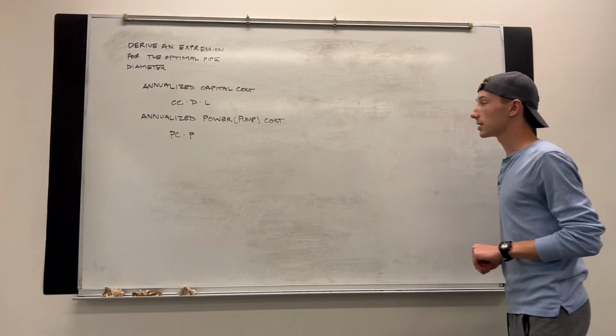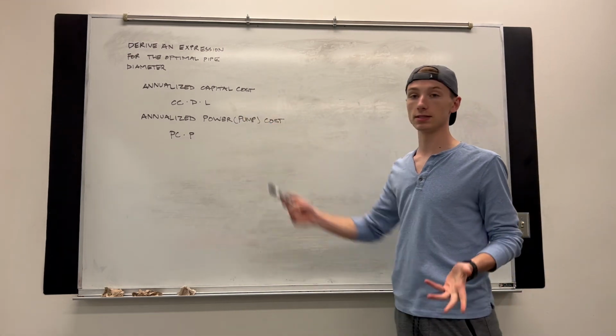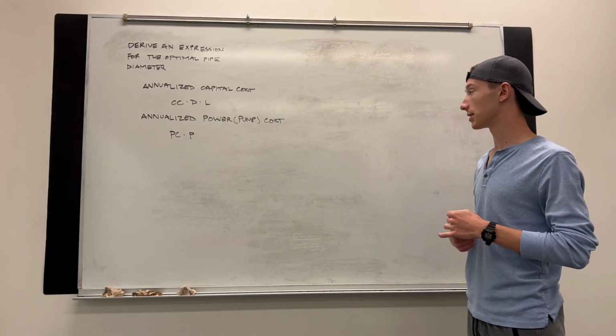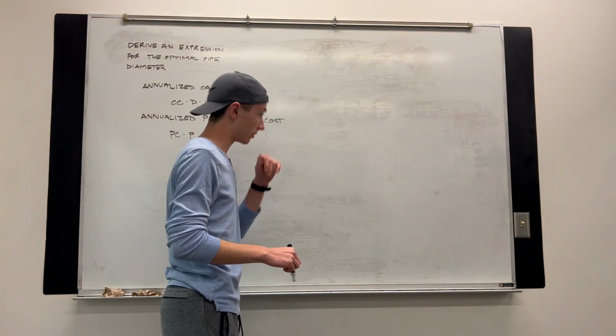Okay, so this makes sense. And our total annual cost is going to be these two things added together. So let's figure out how we can optimize this cost. Well, we can remember our Bernoulli's equation that we've been writing.